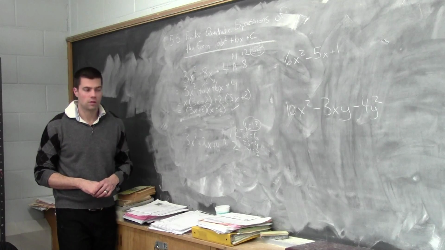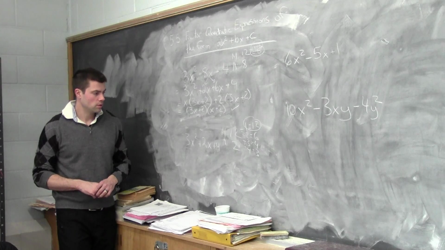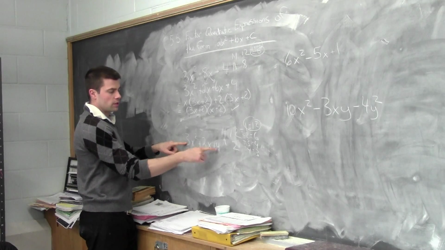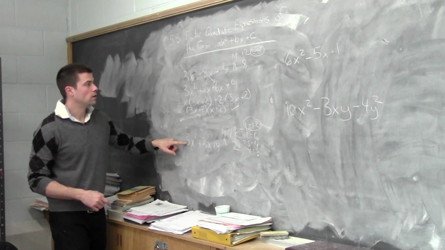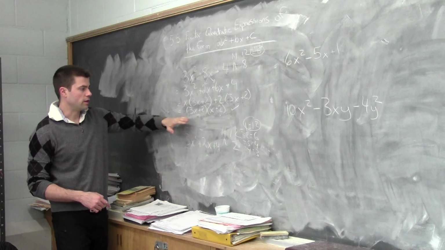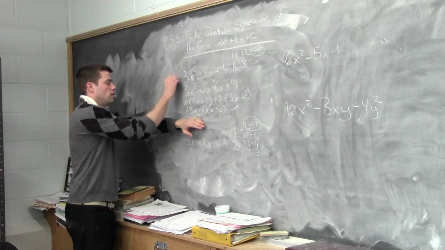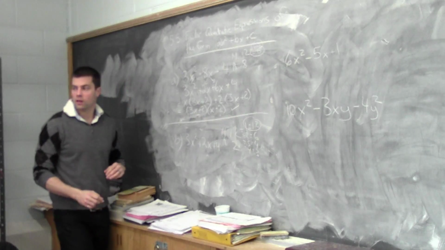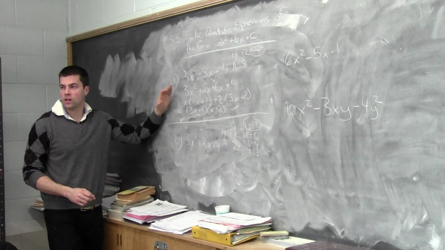Yeah, Steve? Aren't you supposed to do 3x times x and then 3x times 2? No. This term times this term. I didn't. This is a new question. See? This is B. Oh, okay. I was confused. Okay? Everyone else understood that?